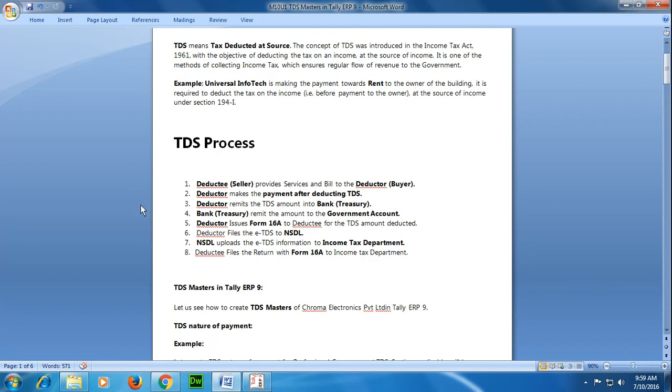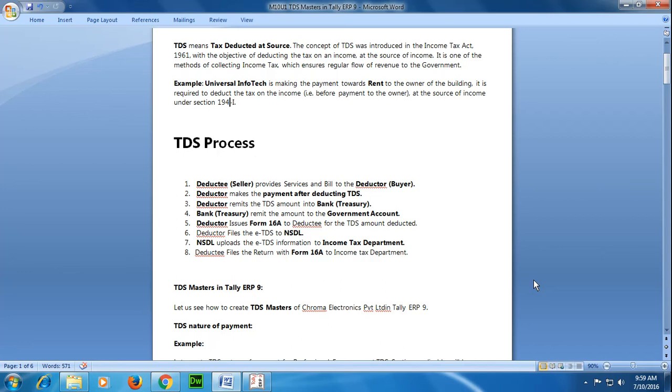So this is what a TDS process is. In short, a buyer deducts TDS on a particular payment made to the seller. The buyer deposits that TDS in the treasury. The buyer files the TDS return and issues a form 16A to the seller, and finally the deductee files the income tax return with form 16A to the income tax department.